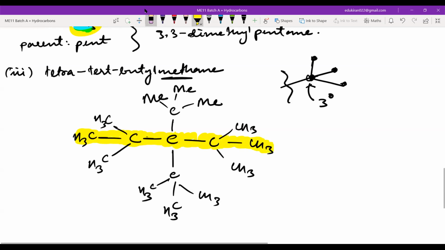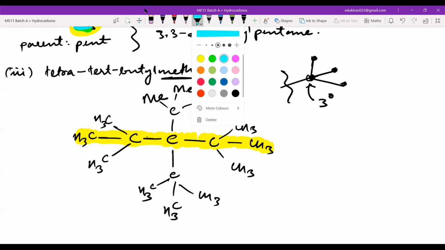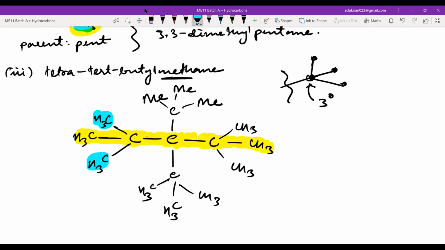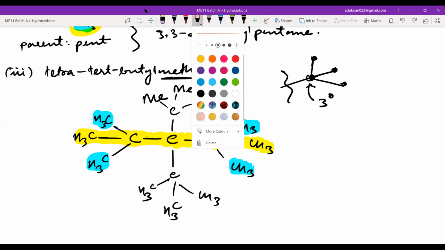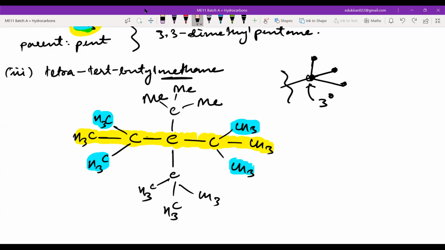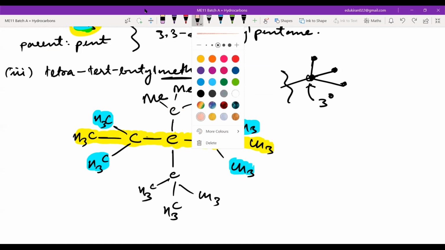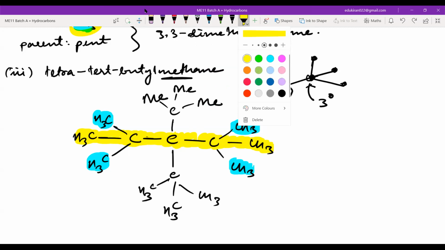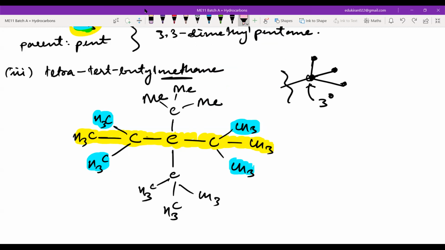And here also I can move anywhere. So I can see that I have some substituents. These are the methyl substituents, and then this is my tertiary butyl substituent. These are my tertiary butyl substituents. Okay.